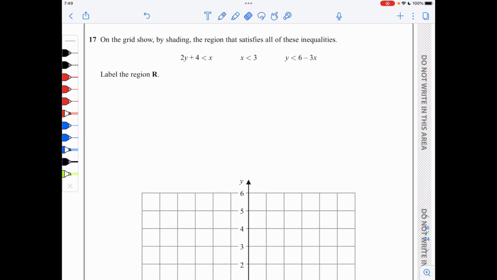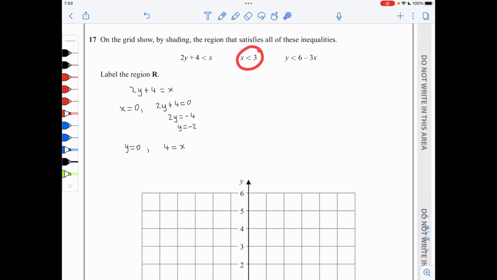In 17, we are asked to show by shading the region satisfied by all three inequalities given here, and we need to label the region R. So I will start with the first one. I consider 2y plus 4 is equal to x. So we see that when x is 0, we get that 2y plus 4 is 0. So 2y is negative 4, which makes y negative 2. So we've got 1 point through which we pass. I will now put y is 0, and we get that 4 is equal to x, and this gives us a second point through which we pass.